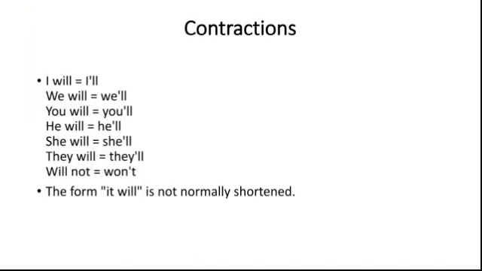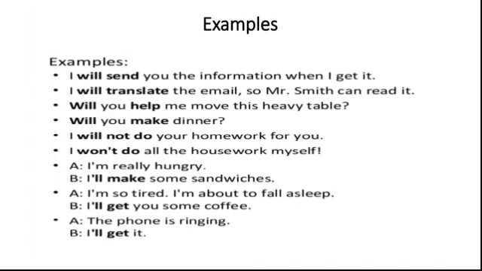Now in tense in verbs we usually use the contracted forms mostly while speaking. So here I have given you contractions. I plus you'll pronounce it I'll. We will. You will, you'll. Okay, so this is how you pronounce it. Now some examples are, I'll send you the information when I get it. I'll translate the email so Mr. Smith can read it. These are the examples given to help you understand this tense even better.